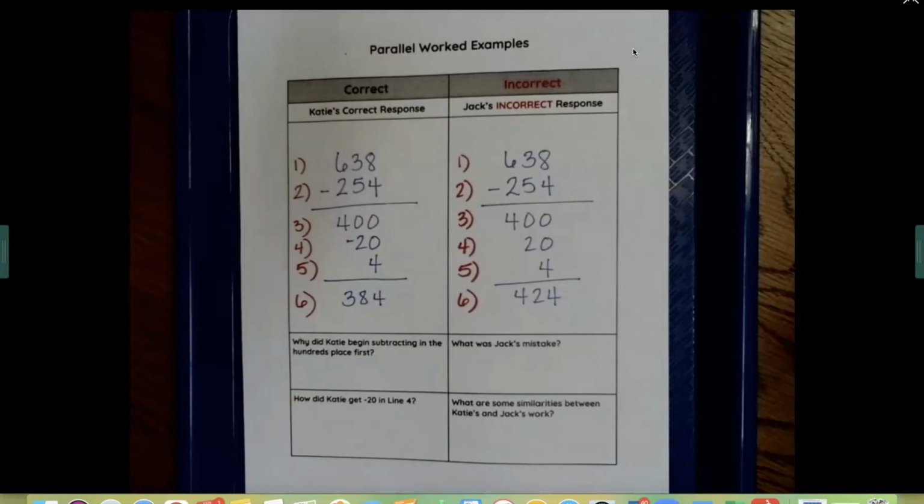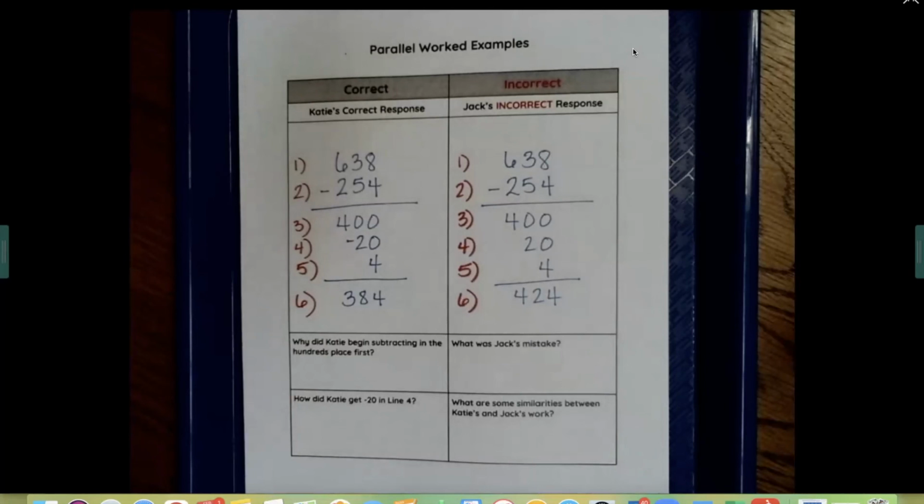And with Katie, you can see that we have already talked to the kids about when we add and subtract numbers, that we work with our greatest value first. That's what we do when we're working with money. That's what we do if we were going to think about it mentally. So that's why we want to look at it that way.